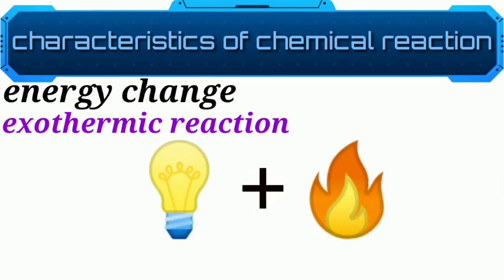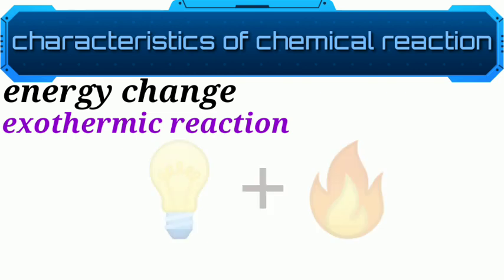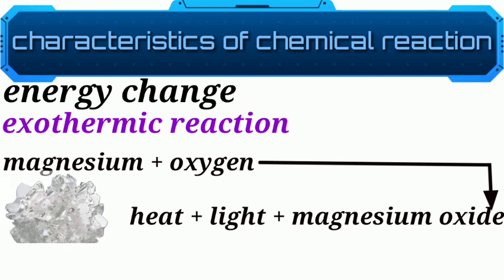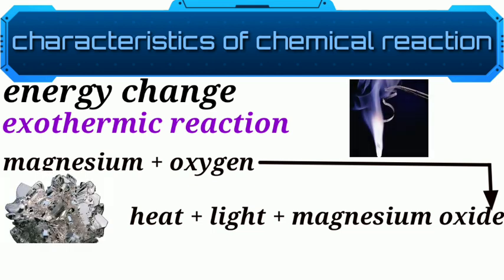In some chemical reactions, light is also produced along with heat. For example, when magnesium burns in oxygen to form magnesium oxide, heat and dazzling white light are produced. Magnesium plus oxygen is equal to heat plus light plus magnesium oxide.